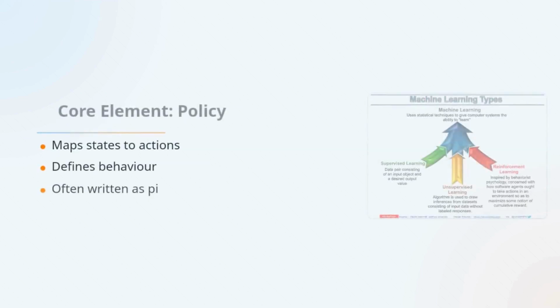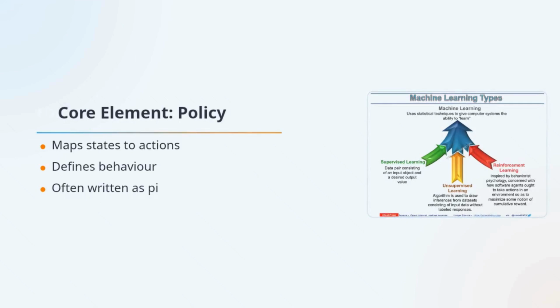A policy tells the agent what to do in different situations. More formally, it maps states of the environment to actions. You can think of policy as the behavior rule of the agent. In RL notation, policy is often represented by the symbol pi.